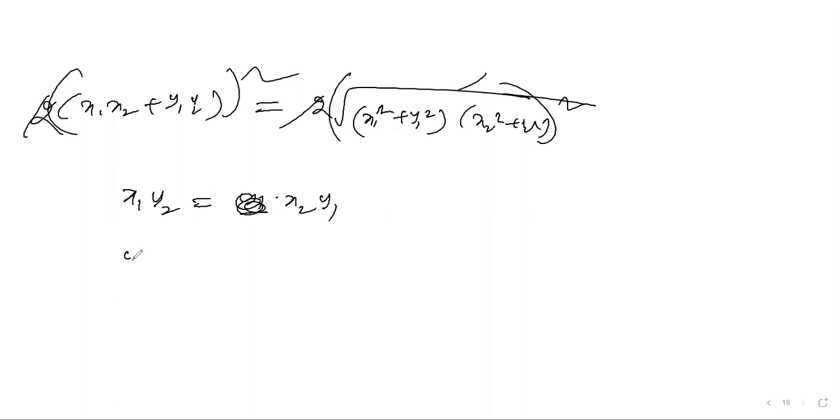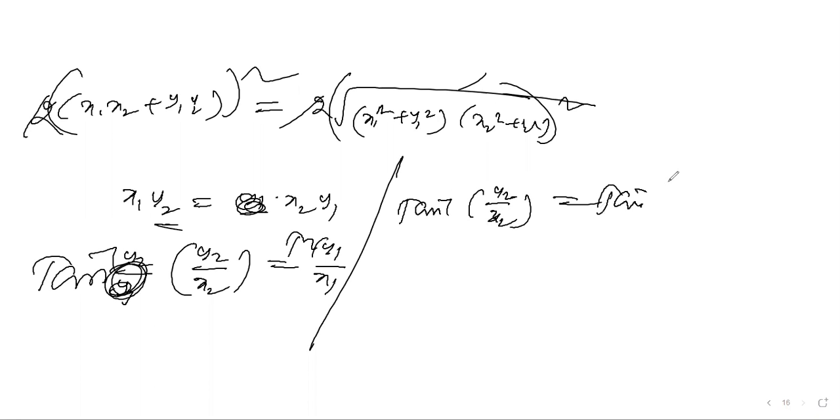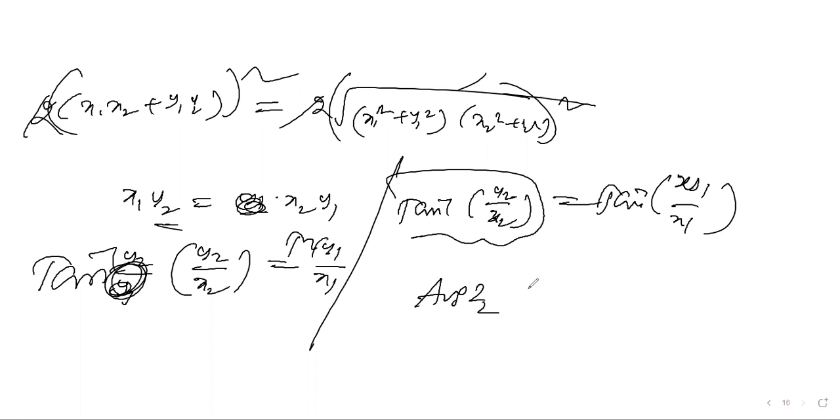So I can write y2 by x2 is equal to y1 by x1. Am I clear? This I can write. After this, I'm applying tan inverse on both sides: tan inverse of this and tan inverse of this. Nothing wrong in that. So tan inverse of y2 by x2 is equal to tan inverse of y1 by x1. What can we write? Arg z2 and arg z1. Am I clear?